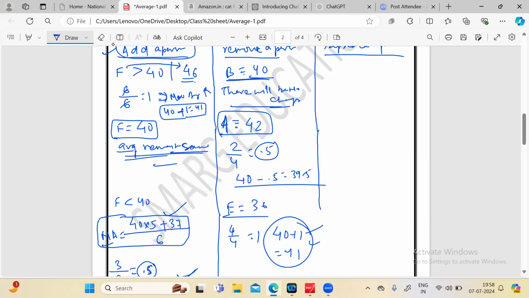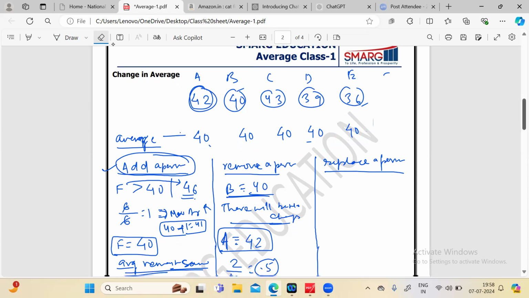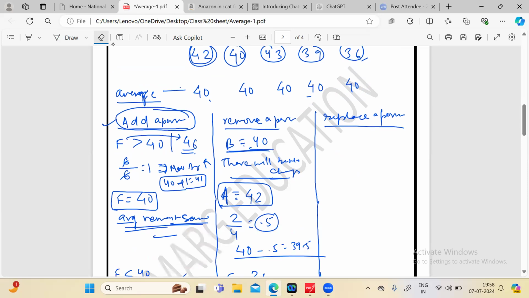Okay. So now I took all the 3 possible cases when someone is leaving the group. First case was when it was equal to the average. Second, when it was greater than average, and third when it was less than average. So these two cases have been covered.